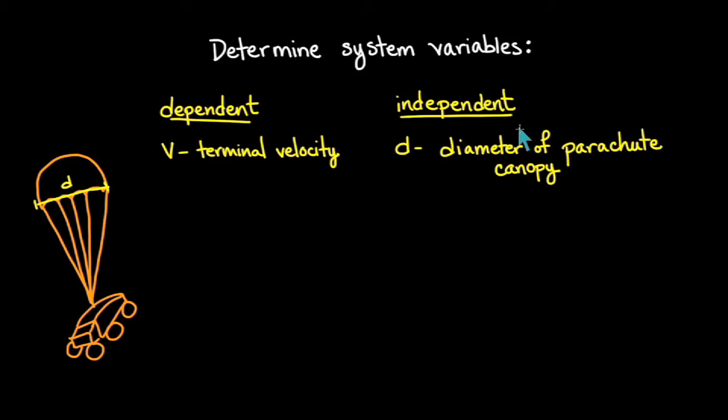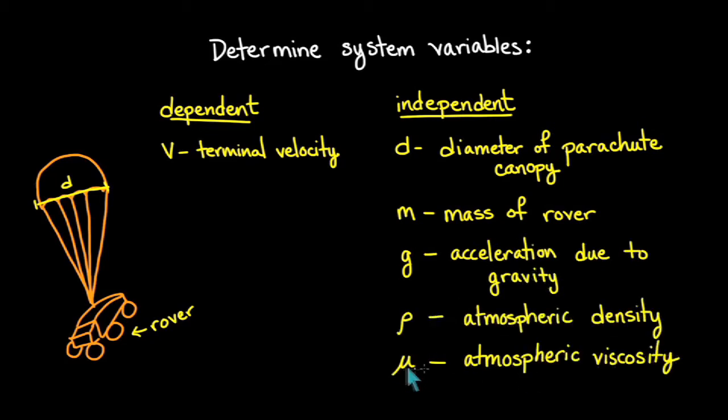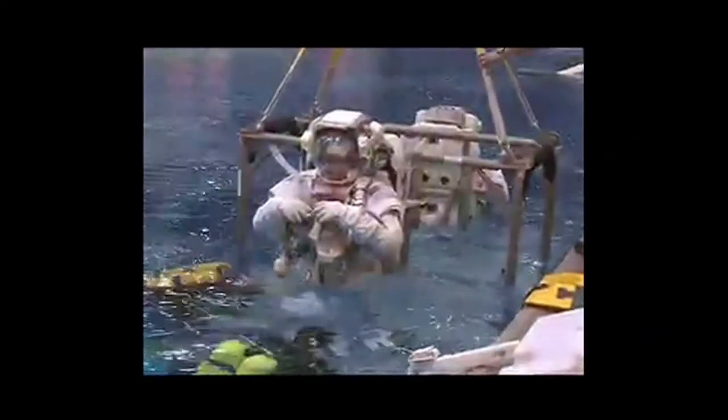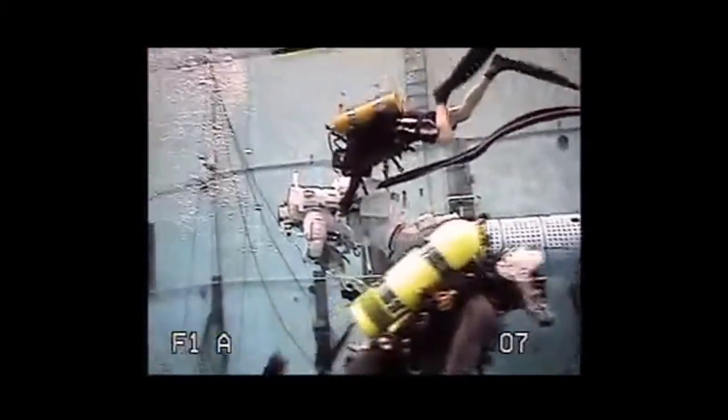Okay, here's our list. Canopy diameter, mass of the rover, we assume the mass of the parachute to be negligible, acceleration due to gravity, and the density and viscosity of the atmosphere. For this problem, we can assume that the dependence of the terminal velocity on atmospheric viscosity is negligible, because the atmosphere on Mars, like the atmosphere on Earth, is not very viscous. If we wanted to derive a functional relationship that would work, for example, underwater, it would be important that we include viscosity as an independent variable.